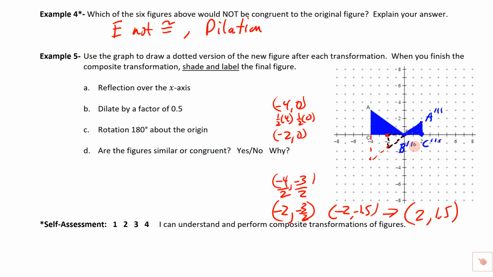And the last question is, are they congruent? Well, the answer to that is no, they're not. You can definitely see they're not. And the reason is dilation. We had a dilation in there. It made it smaller, so that means they're not the same.